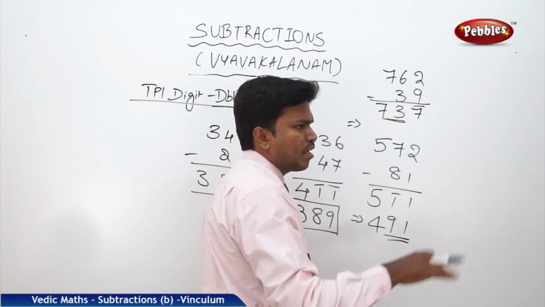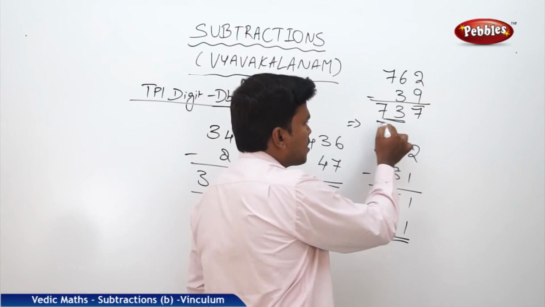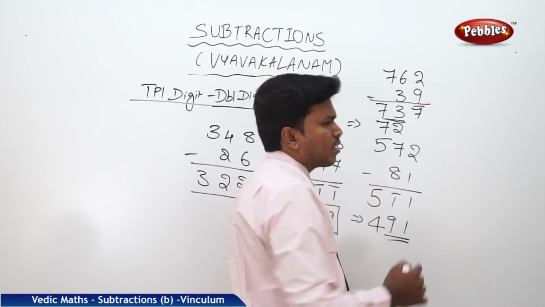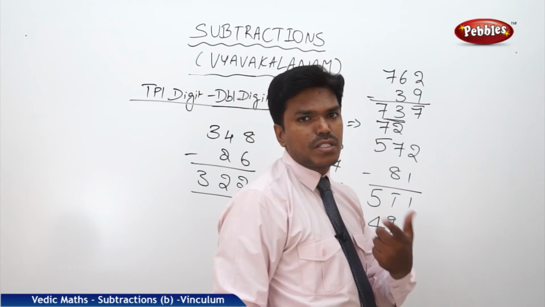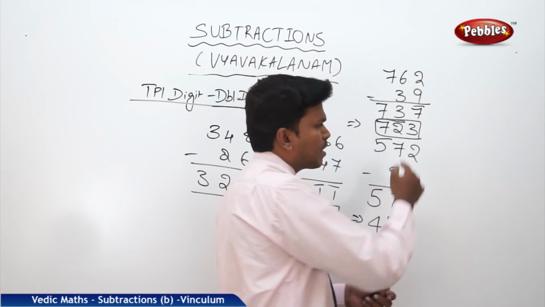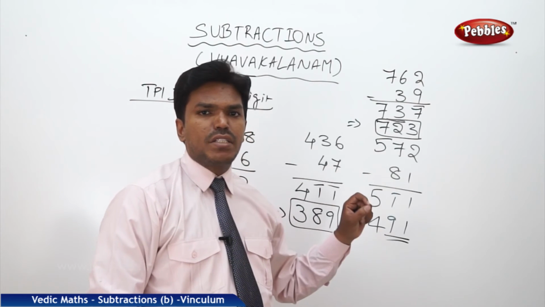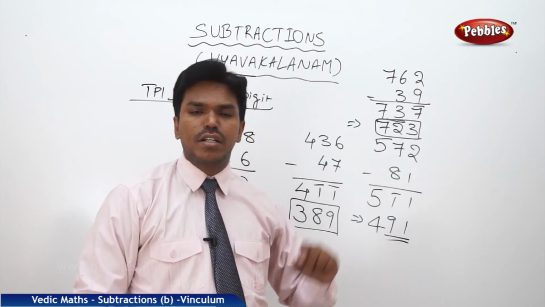The bar before number we will reduce by 1. So 73 becomes 72. Now, bar number 7. So what is the complement? 3. So what is your answer? 723. So like that we can do triple digit minus double digit.